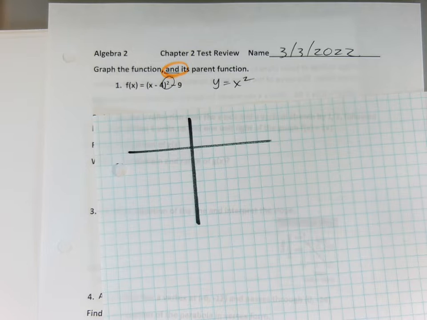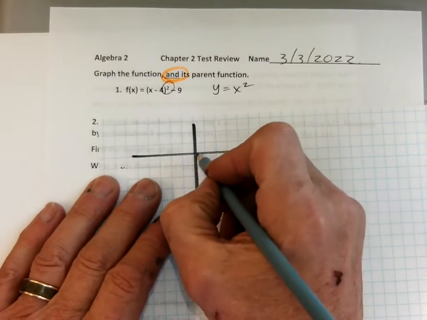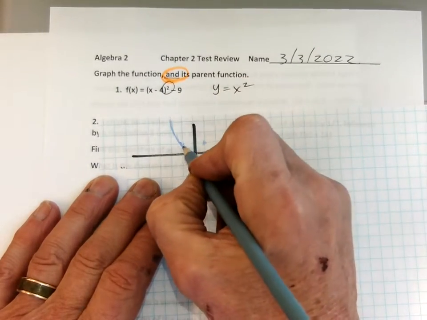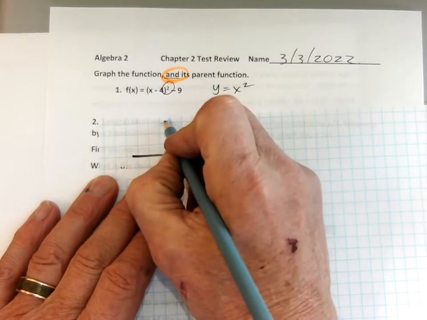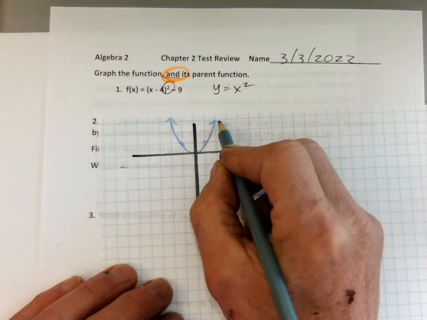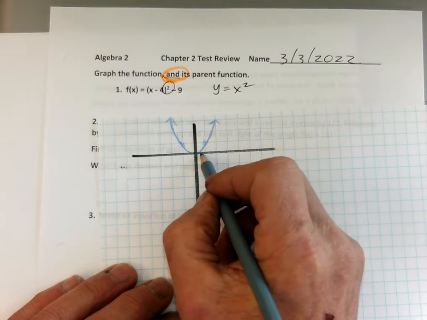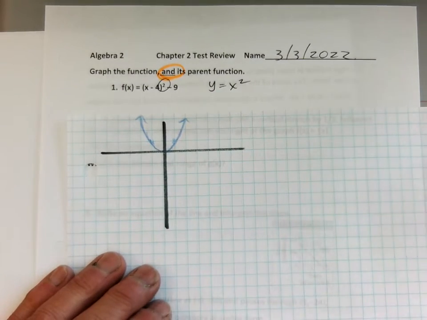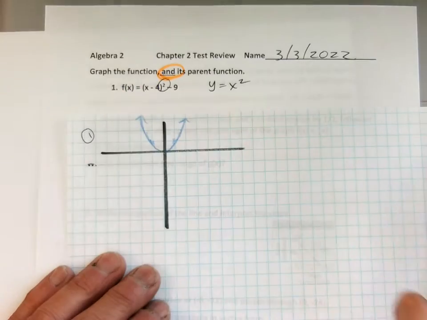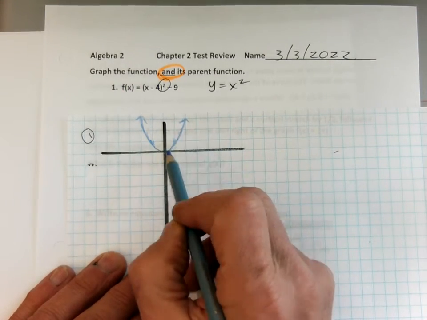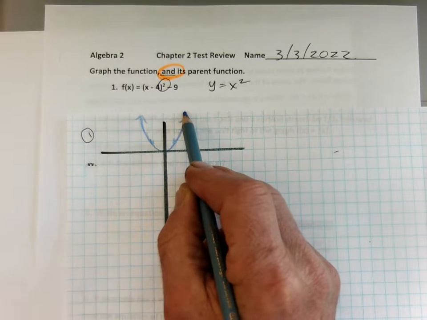Okay. So my parent function is a regular x squared. And here's my up 1 over 1, up 2 over 2 up 4, and then over 3 up 9, right? So there's my parent function. So it's over 1 up 1 because 1 squared, over 2 up 4 because 2 squared.